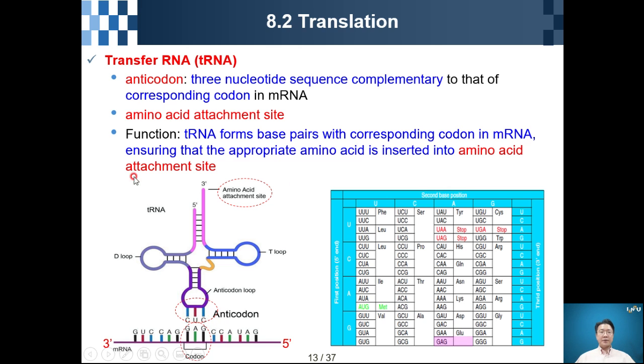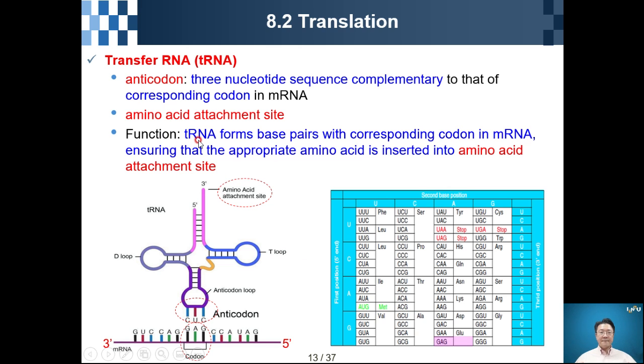And after that, the main function of the transfer RNA is that the tRNA forms base pairs with the corresponding codon in the mRNA, ensuring that the appropriate amino acid is inserted into the amino acid attachment site. So in this case, glutamate can be attached to the amino acid attachment site. This is the main function of tRNA.